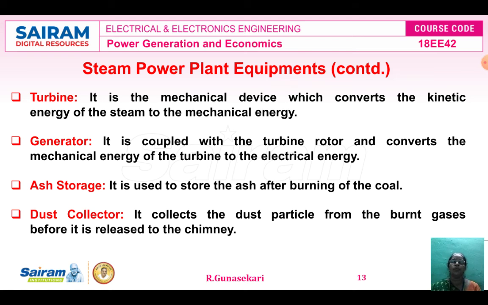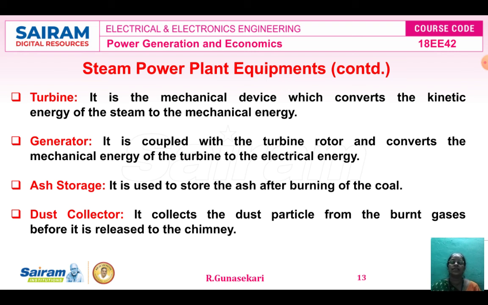The next equipment is the turbine. The turbine is a mechanical device which converts kinetic energy or the steam energy into mechanical energy. The turbine is coupled to the generator. The generator converts mechanical energy into electrical energy. The next, ash storage. It is nothing but a place to store the ash after burning of the coal. That is, after the combustion process, ash is produced in the boiler. That ash is stored in one place. That is the ash storage.